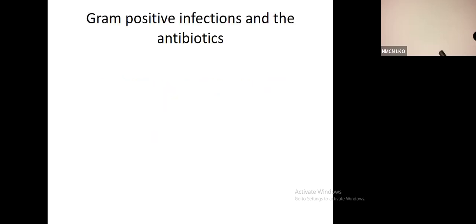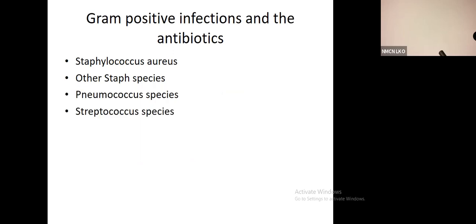So the important gram-positive infections: staph, other staph like you said, MRSA, saprophyticus, epidermidis, so many of them. Right? I've written both of these together because pneumococcus usually causes pneumonia, right? That is the commonest organism for pneumonia, and all other species are usually slightly different.